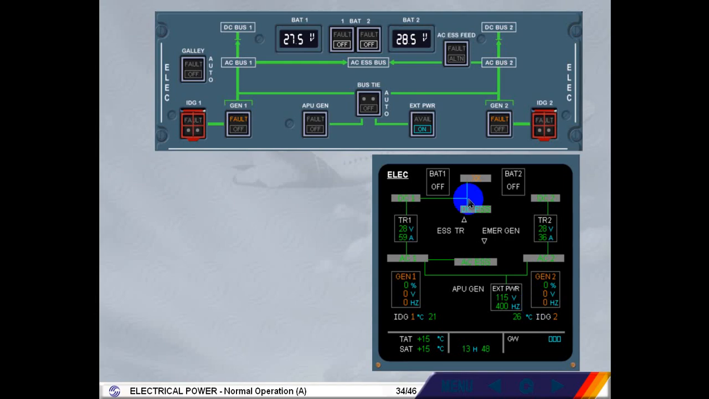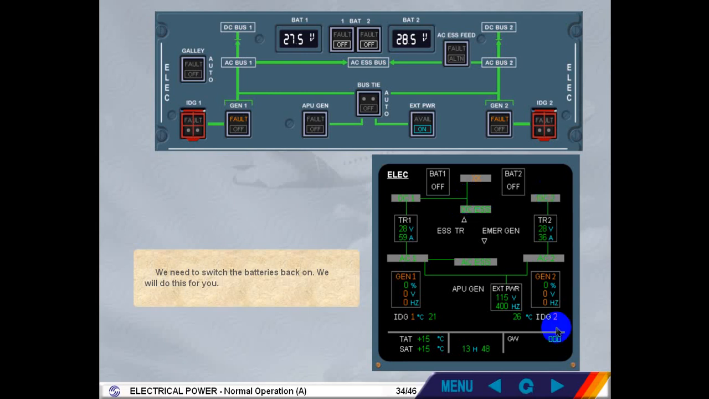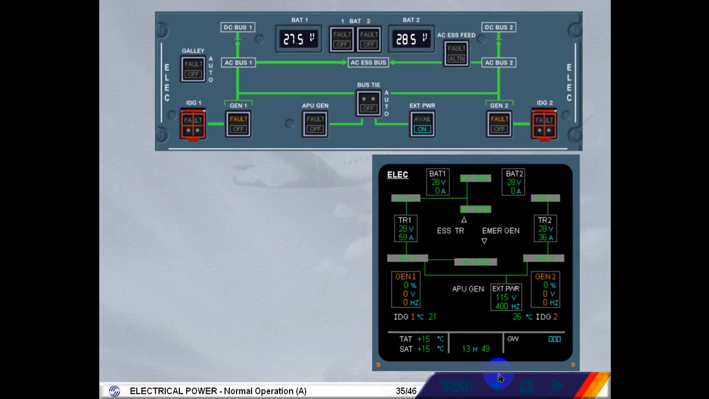We need to switch the batteries back on. We will do this for you. Both batteries are now available. Voltage indications are now displayed green. It is time to start the APU and disconnect external power.